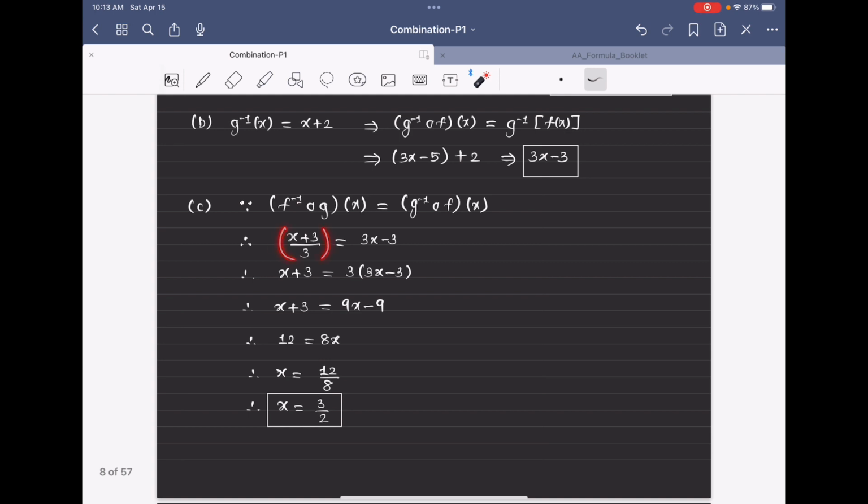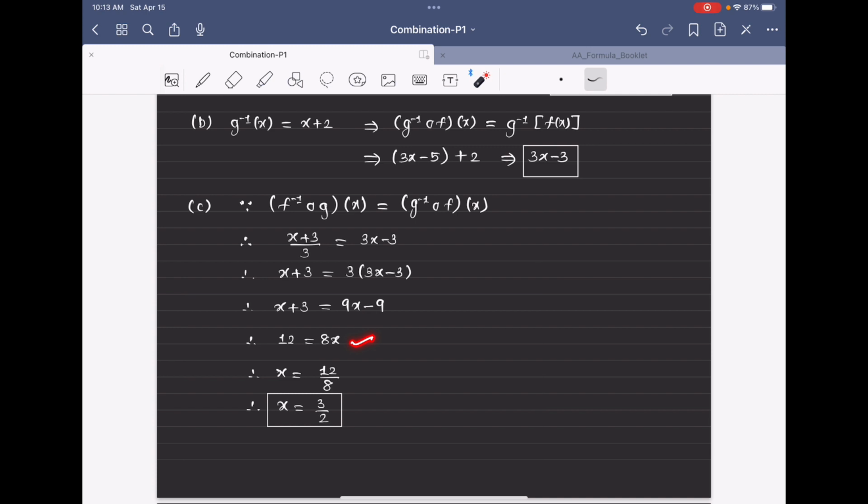Multiplying both sides by 3. If I multiply here by 3, 3 and 3 get cancelled. x plus 3 is equal to 3 times x minus 3. So x plus 3 is equal to 3 times 3x is 9x, and 3 times minus 3 is minus 9. Take x terms together, non-x terms together. So I am taking x on this side, minus 9 on the other side. Minus 9 becomes 9 on the other side. 9 plus 3 is 12. 9x minus x becomes 8x.